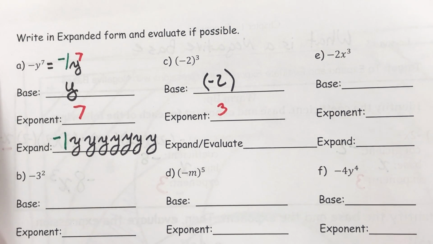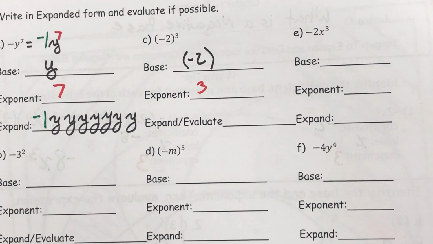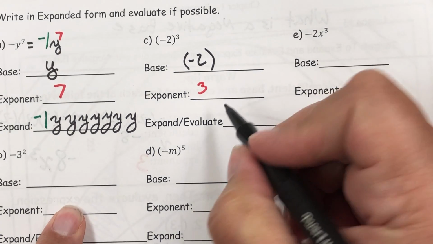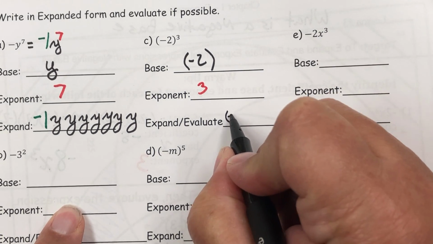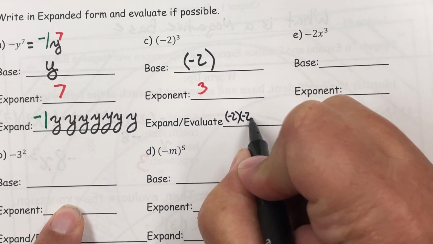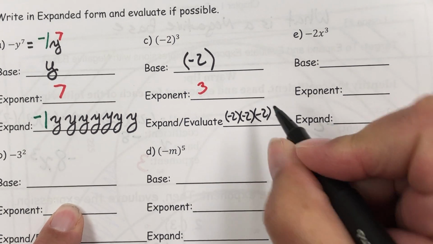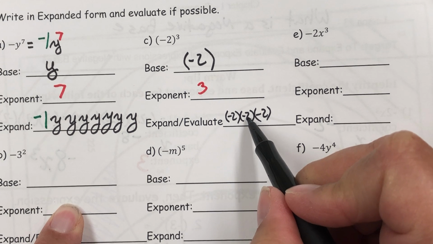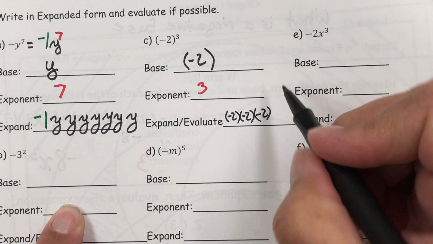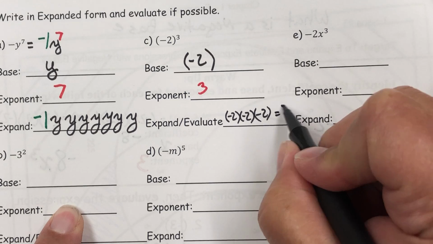Expand and evaluate. It's going to be hard, but I'm just going to evaluate that. Do the whole thing. -2 times -2 times -2. Put the parentheses, keep those glued together. Negative times negative is +4 times -2, -8.